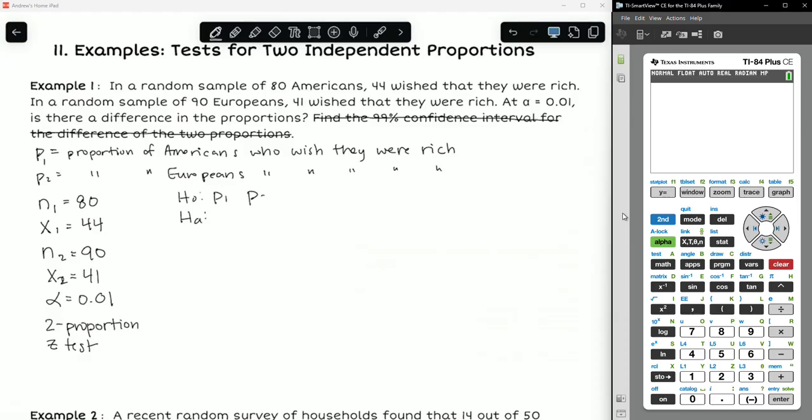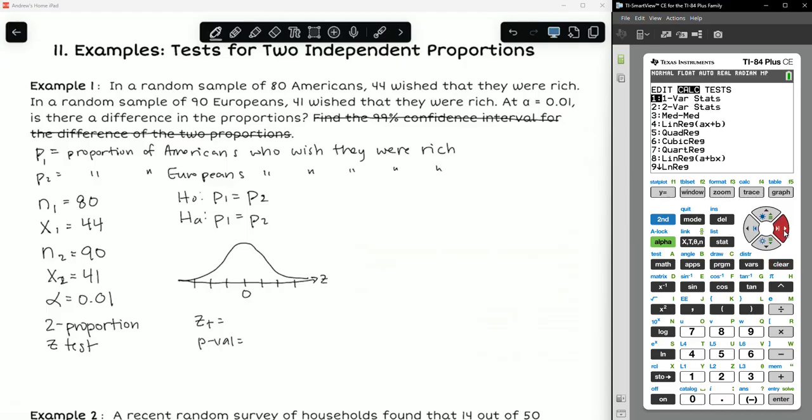So I'm comparing proportions P1 and P2. The assumption is they are equal. We're asked to test the claim, is there a difference? So the alternative is not equal. I'm going to draw my z distribution. And then I'm going to find my z test statistic and my p-value using my calculator.